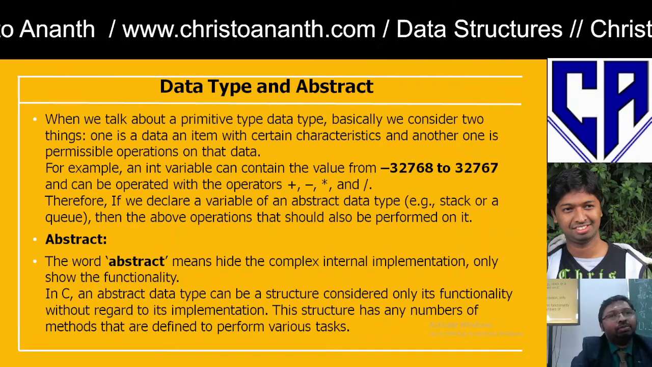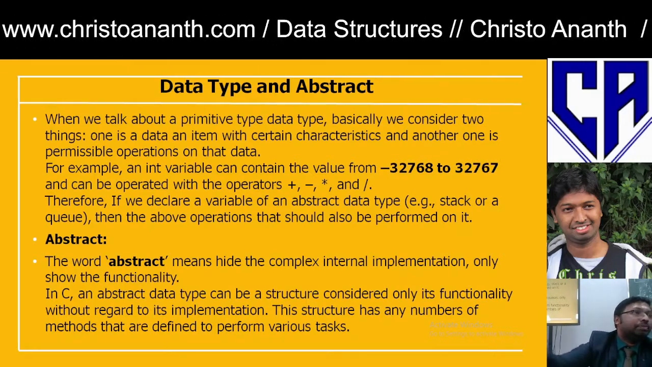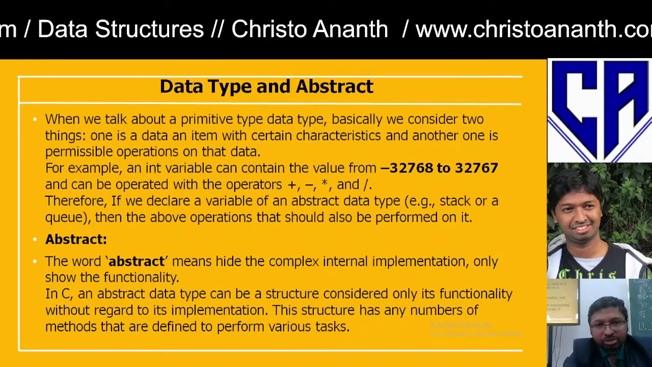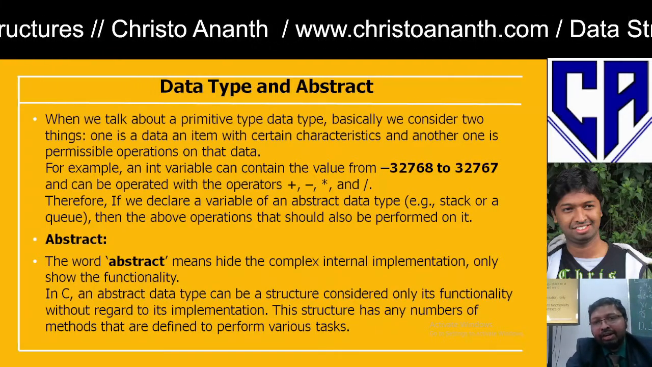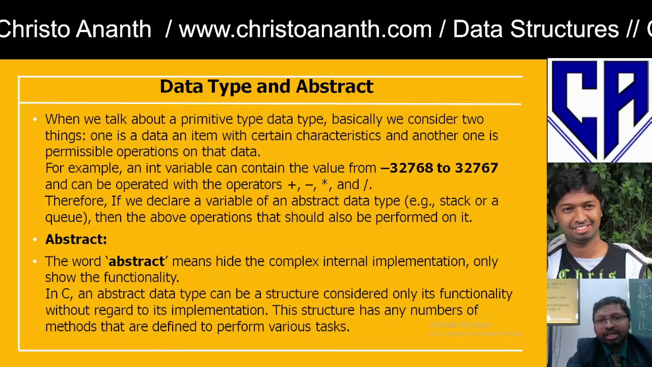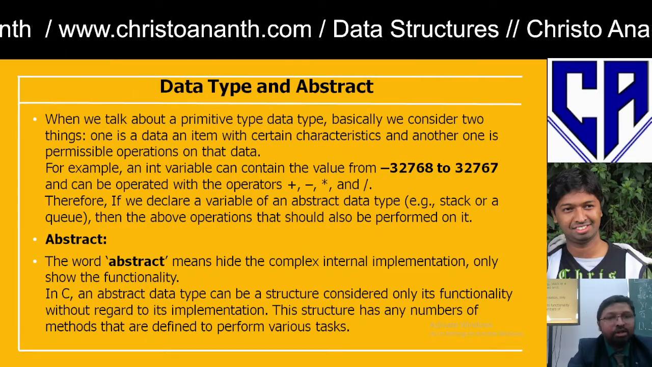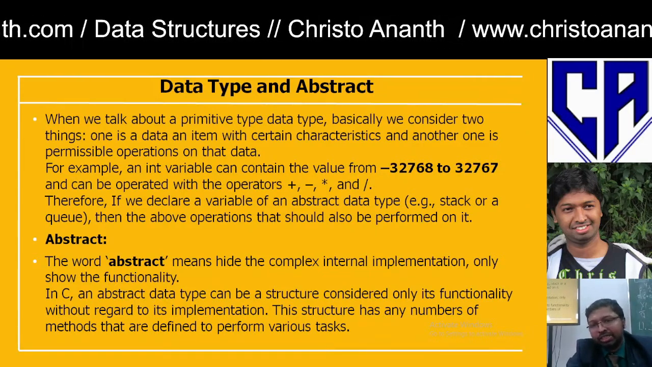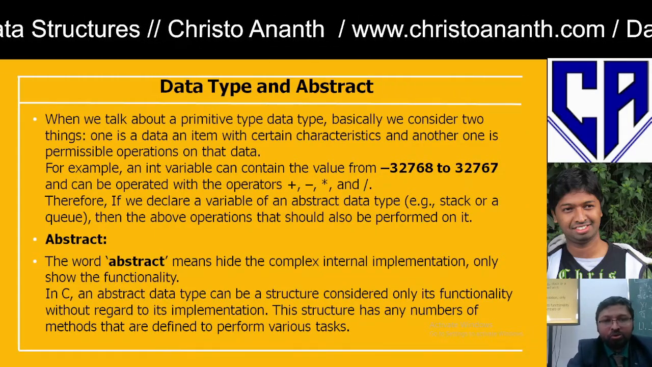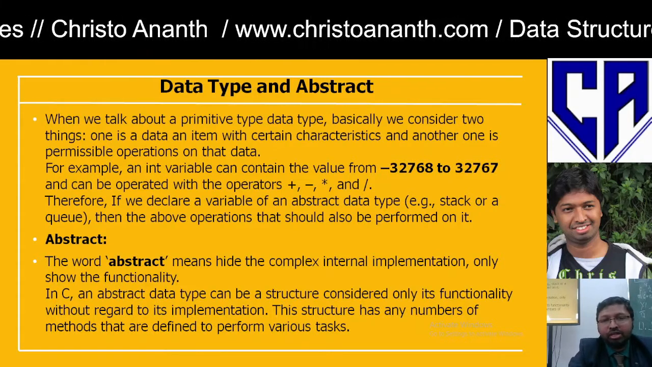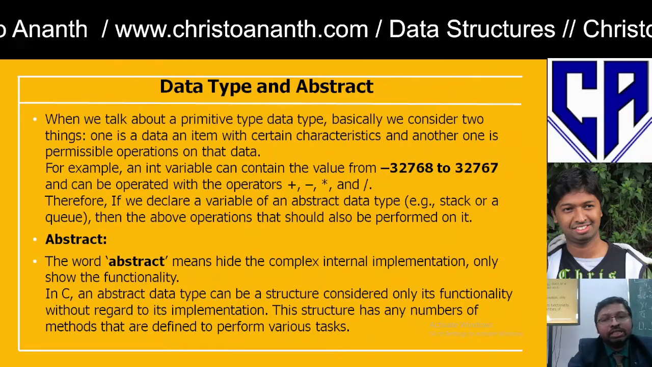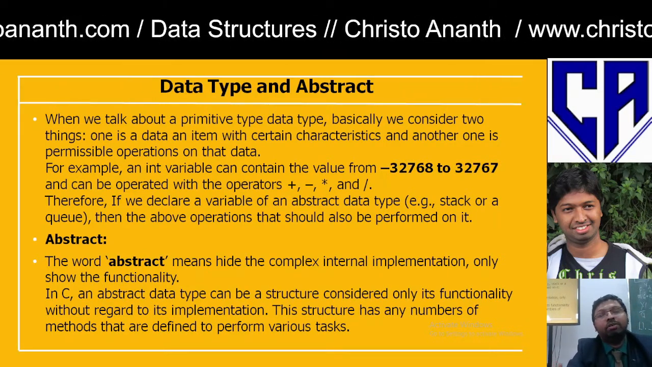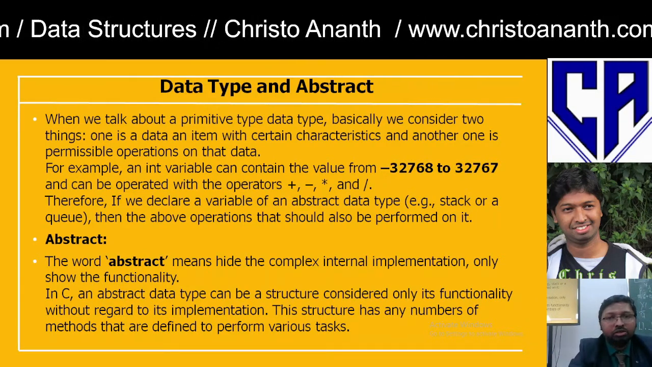Generally, you can have different operation. You can have addition operation, subtraction operation, multiplication operation, slash division operation, and so on. So if we declare a variable of an abstract data type, then the above operation should be performed on it. So with the case of abstract, it hides the complex internal implementation, only show the functionality. So the same case we can do it in C programming also, where we have several methods to perform various tasks associated with it.